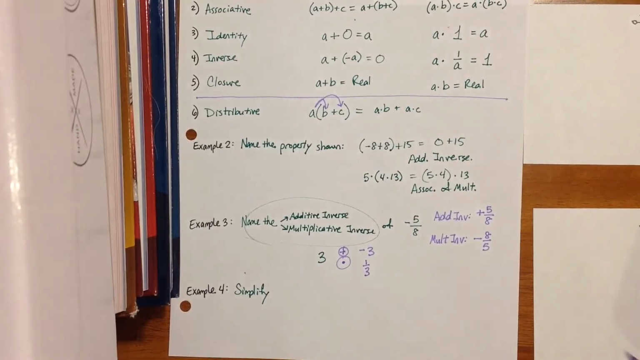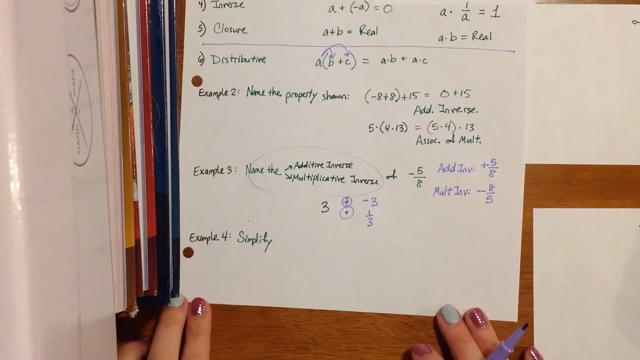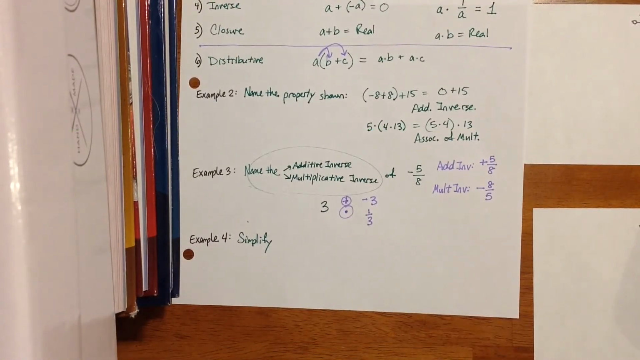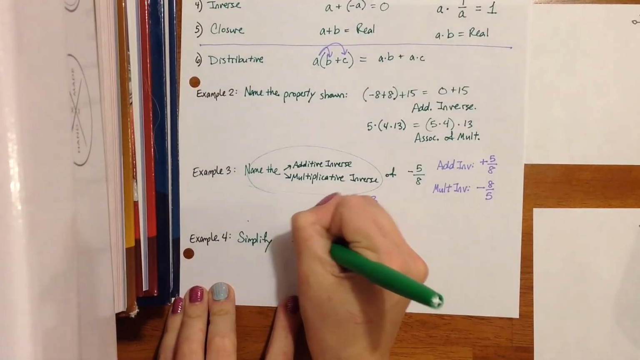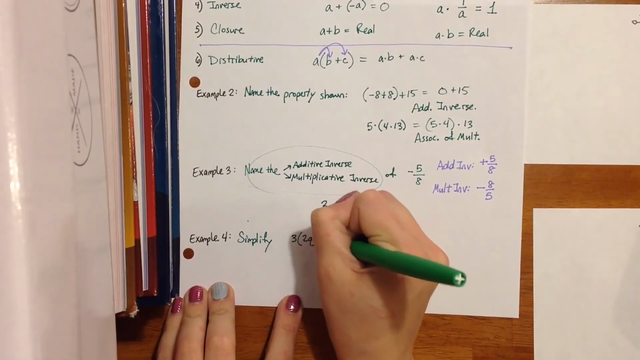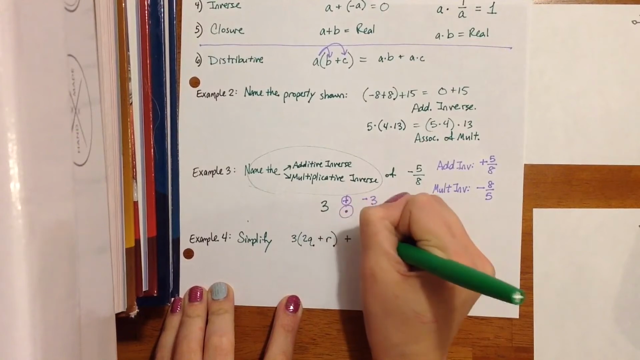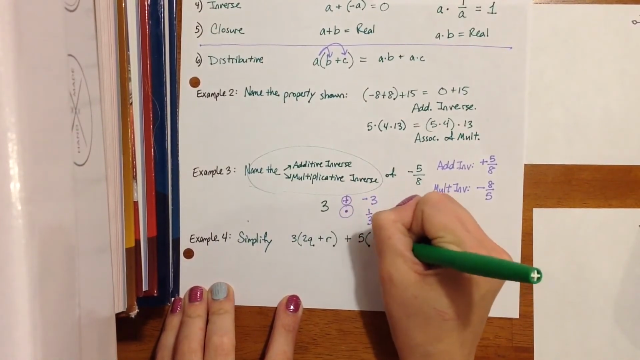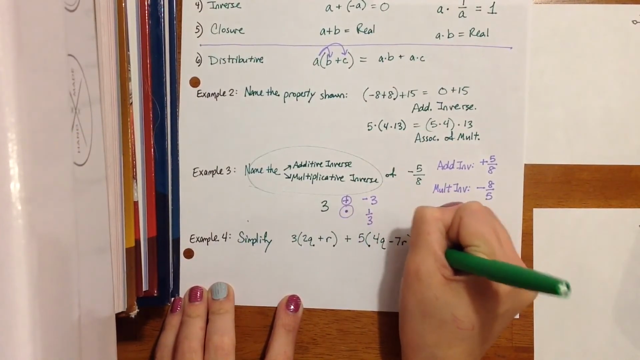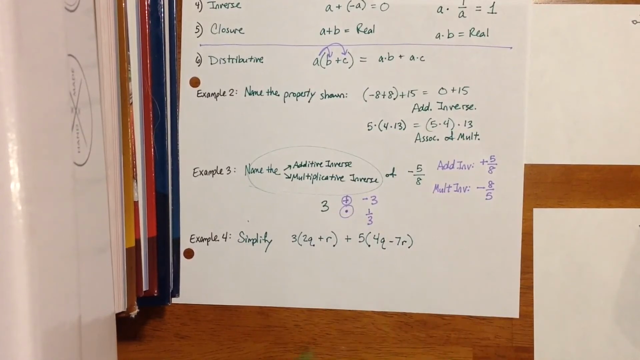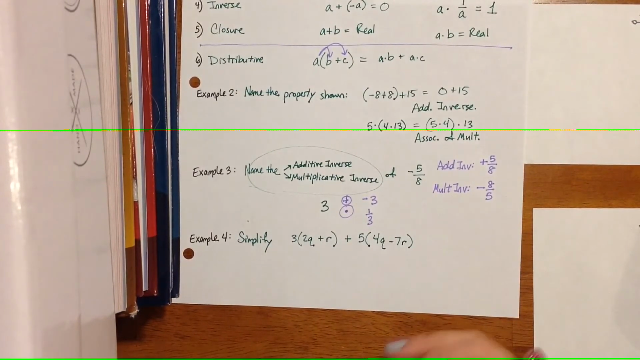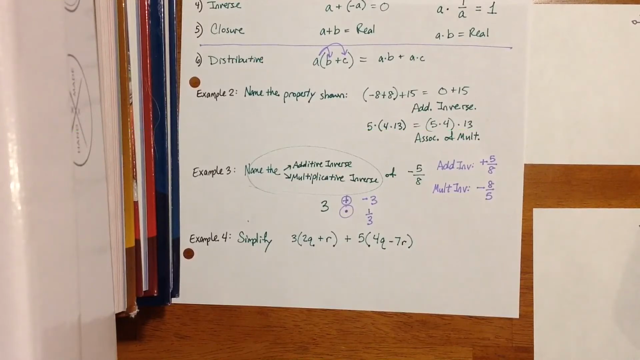Final example I want to go through right now is simplifying just an expression using these properties. Let's talk about 3 times (2q plus r) plus 5 times the quantity (4q minus 7r). I don't know these variable values, and that's fine. I just want to simplify the expression. I don't need a final number. I'm allowed to have variables in my answer.